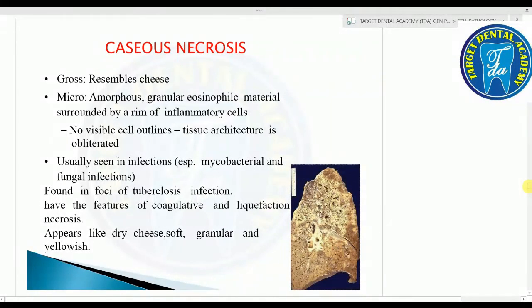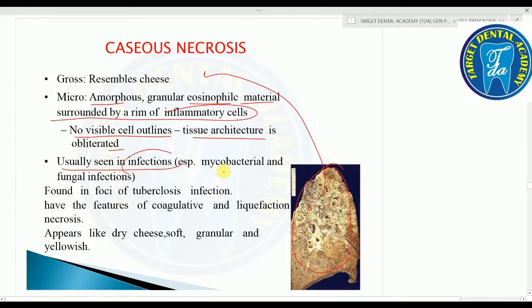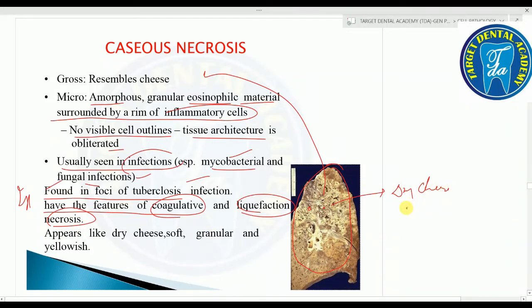While caseous necrosis resembles cheese. It is amorphous, granular, eosinophilic material which is surrounded by a rim of inflammatory cells. There is no visible cell outline. The tissue architecture is obliterated. It is usually seen in infection, especially mycobacterial and fungal infections. Found in the foci of tuberculosis infection, important, which has the features of coagulative and liquefaction necrosis. It appears like dry cheese, soft, granular and yellowish.